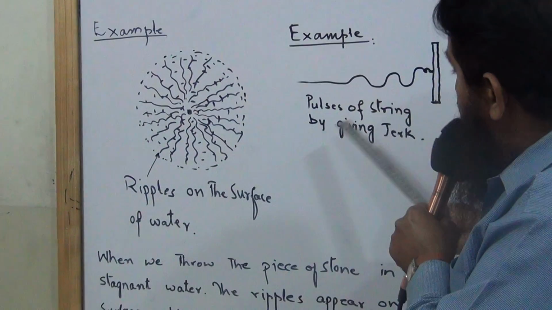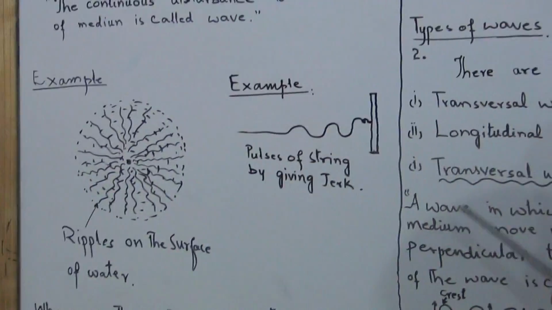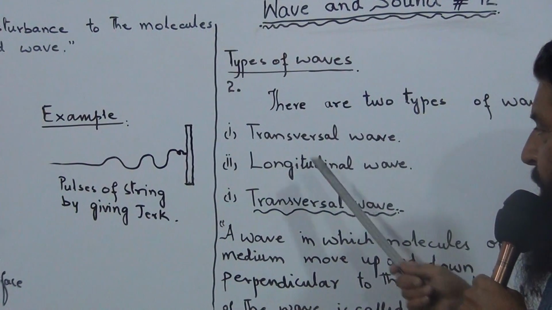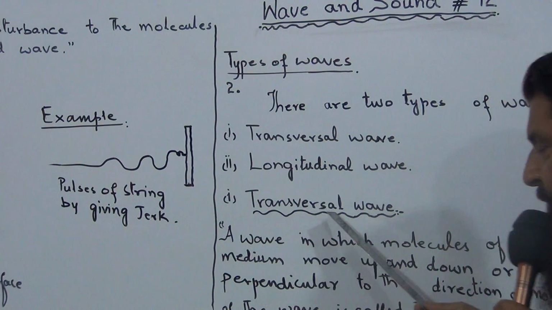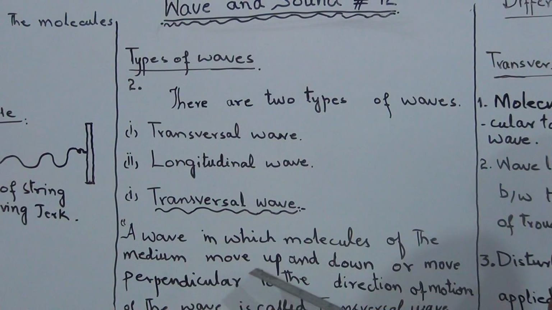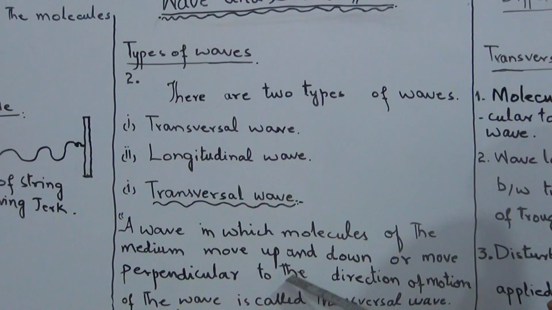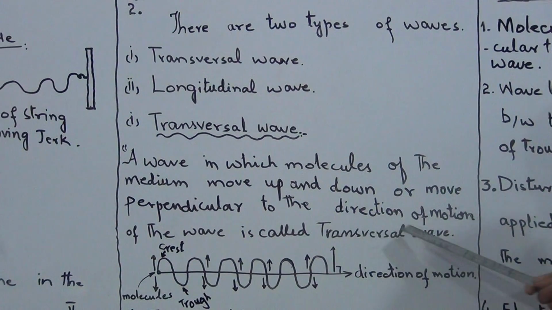These are two examples of waves. Now we will study the types of waves. There are two types of waves: transverse wave and longitudinal wave. What is a transverse wave? A wave in which molecules of the medium move up and down, or perpendicular to the direction of the motion of the wave, is called a transverse wave.